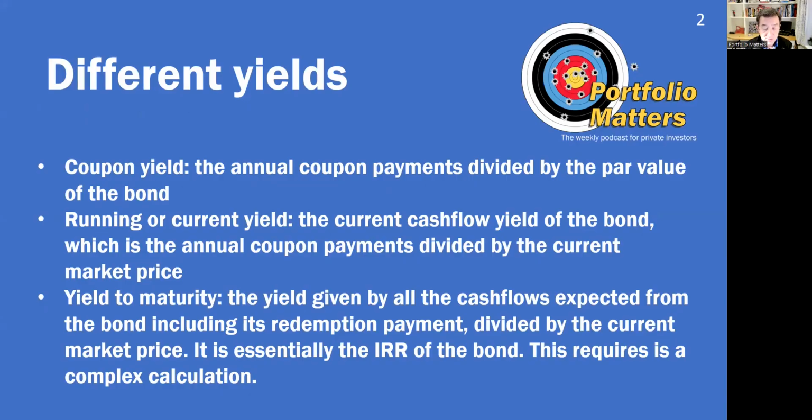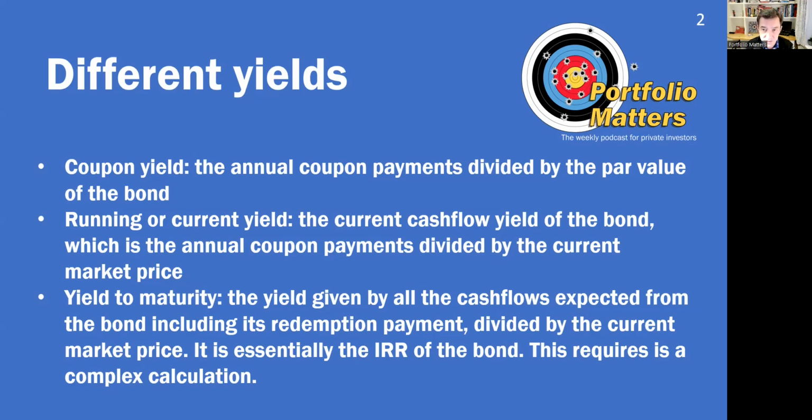In today's podcast, I'll be doing the second part of the Beginner's Guide to Bonds, how to calculate the yield to maturity and duration. But before we get going, a quick reminder of the different types of yield as we discussed in part one. So the coupon yield doesn't change. It's just the annual coupon payments divided by the par value of the bond.